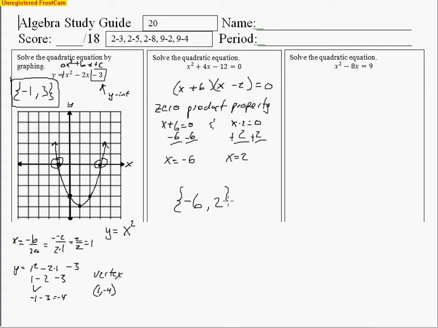So if you're getting 6 and negative 2, you're just looking at these 2 numbers here, but that's not the answer. The answer is when you move that term over to the other side, to use that zero product property.